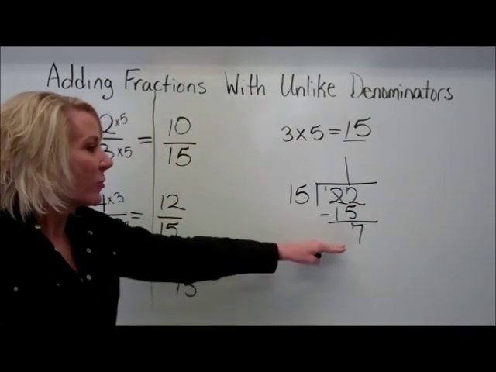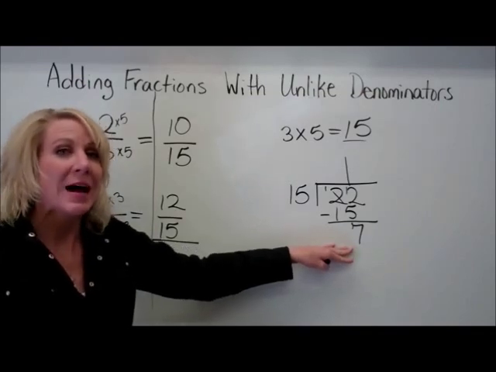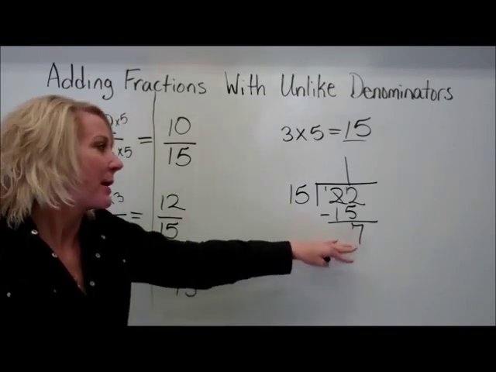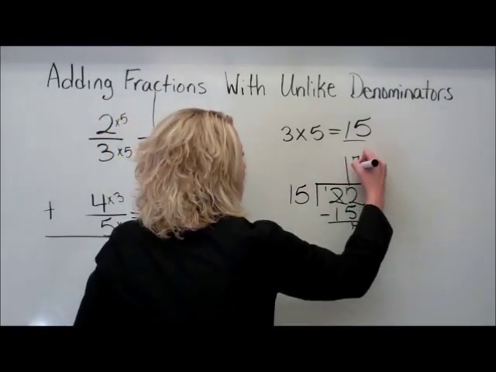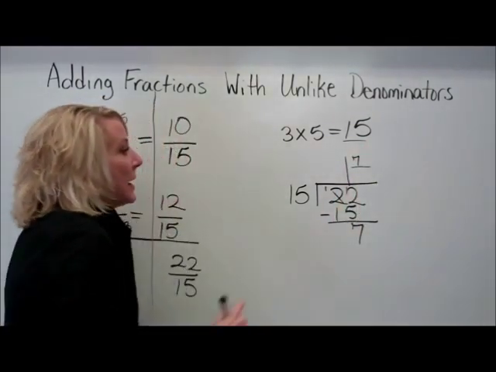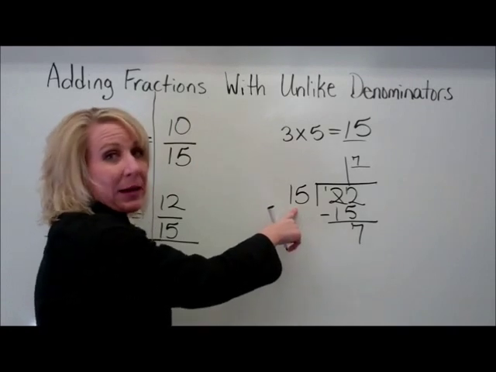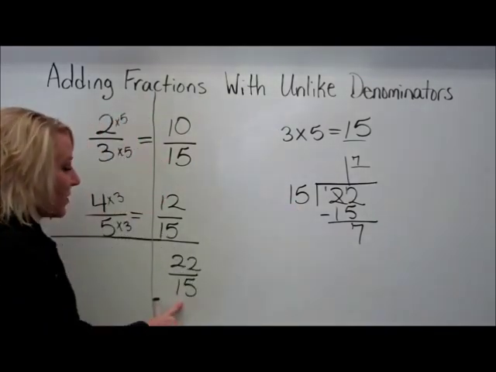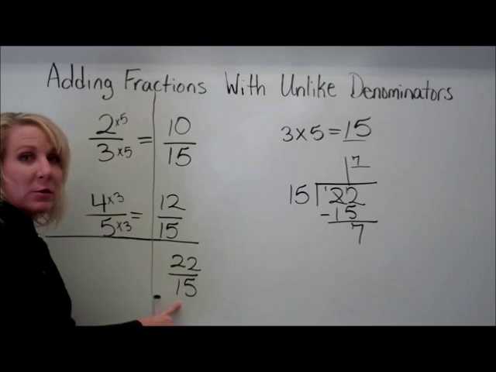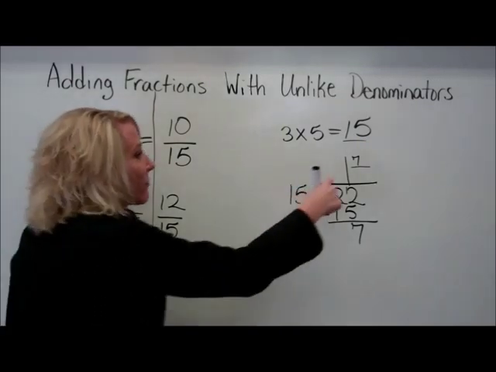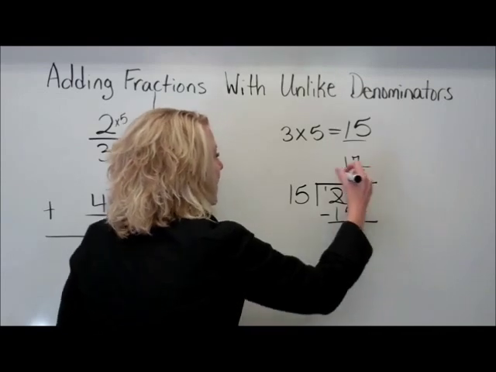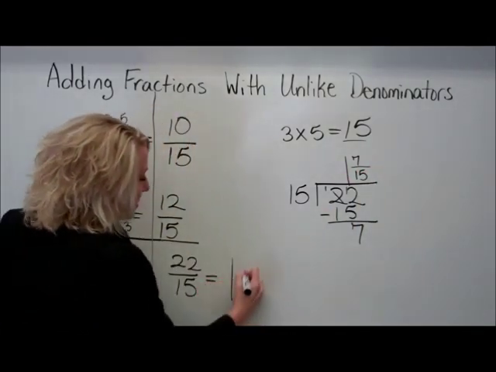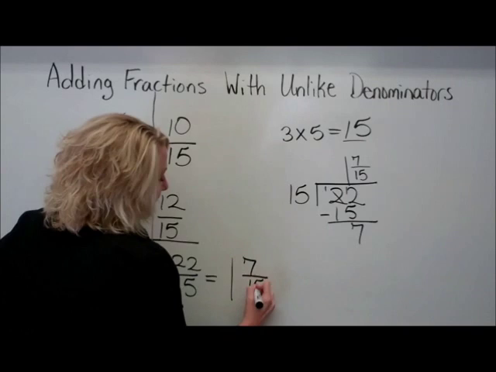And then what we have learned is that we write our remainder as a fraction. The way that we do that is the remainder, 7, becomes our numerator for the fraction part of our mixed number. And the denominator is what we divided by, the divisor. You can also think of it as keeping the same denominator that you had originally. So our fractional part of the mixed number is 7 over 15. That is our final answer for this problem.